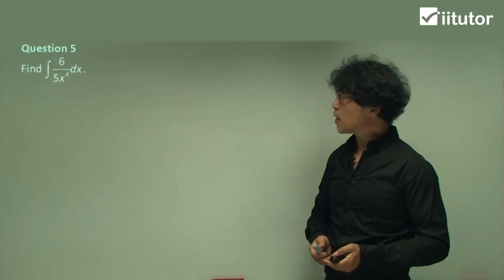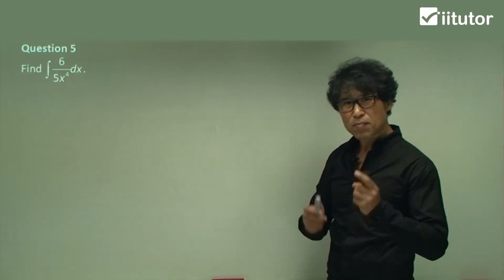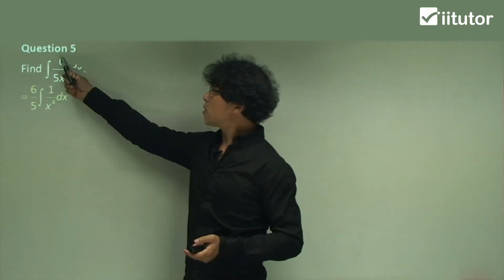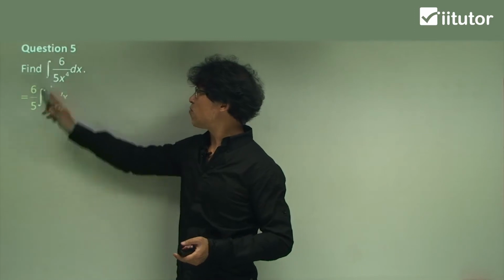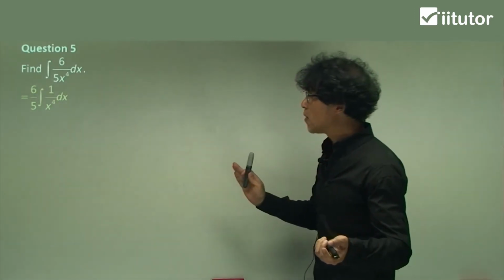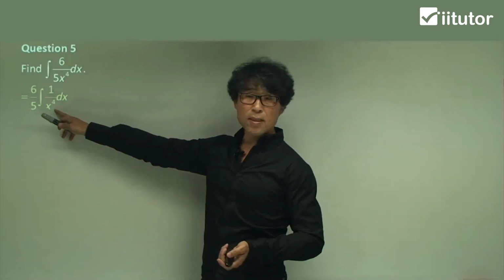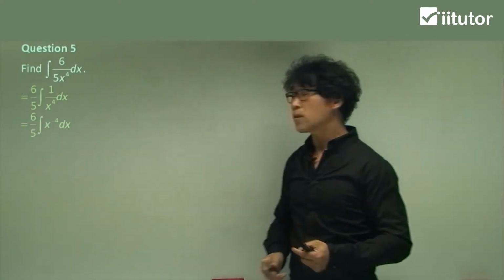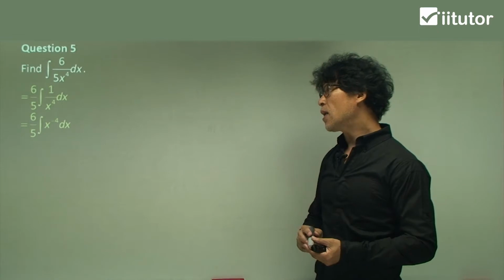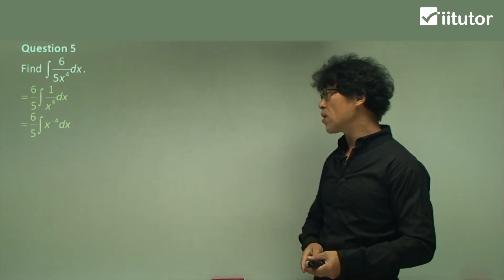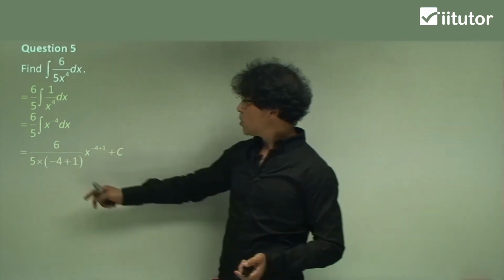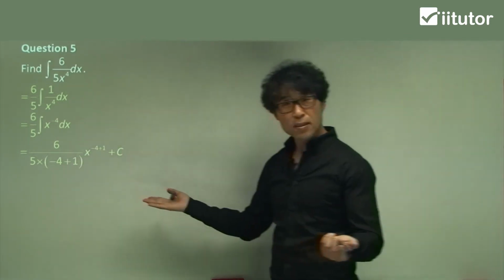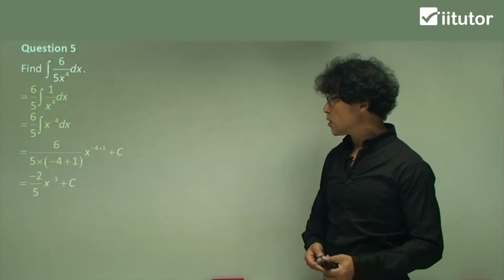Okay, so question 5. Same story. Sometimes a bit dangerous for you, but same story. Take out the coefficient, 6 on 5, completely. Now, that is not ready to be integrated, so we're going to make it a negative index. Then we can do plus 1 from this point. So minus 4 plus 1, negative 4 plus 1. That's it. So simplify.